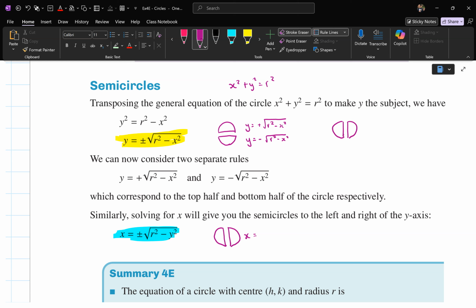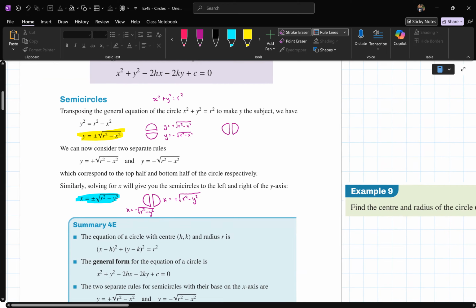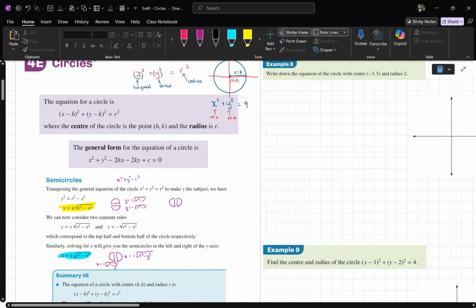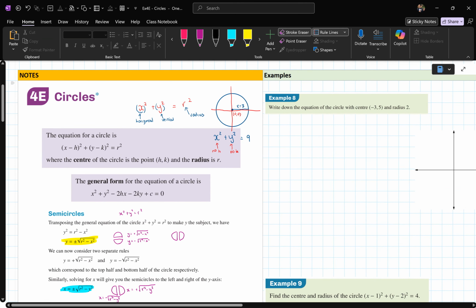So x equals, in this case, the positive root of r squared minus y squared. And then the left-hand side will be x equals negative root of r squared minus y squared. Okay, so that might be some helpful notes just as general theory for you. It's all summarized in this section here, but just watch this video for a sense of understanding how it works.